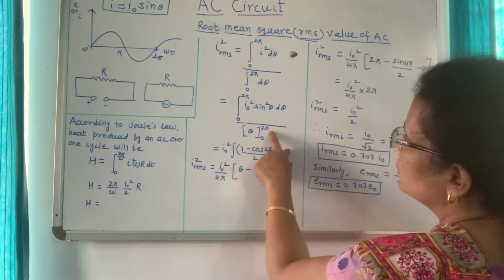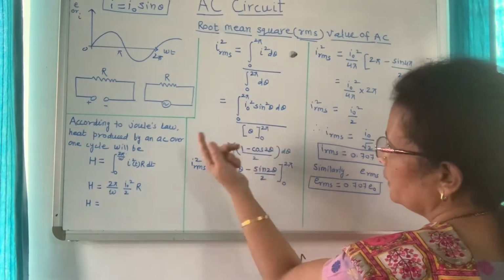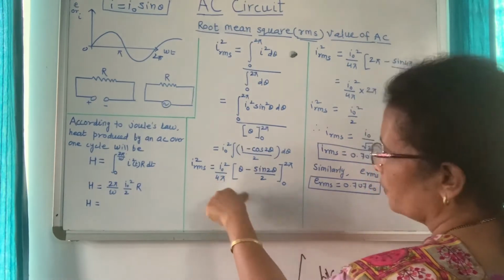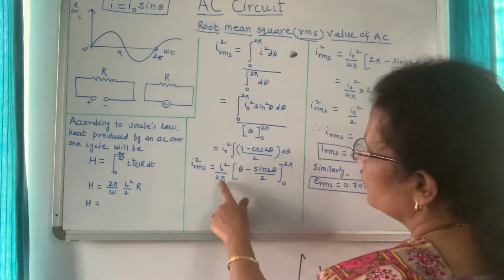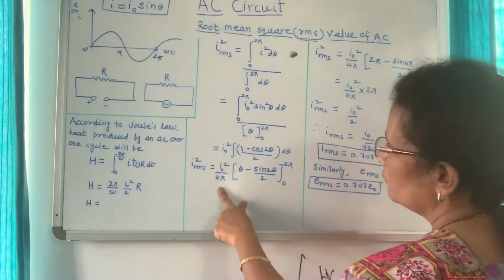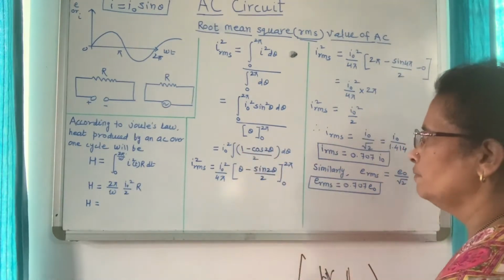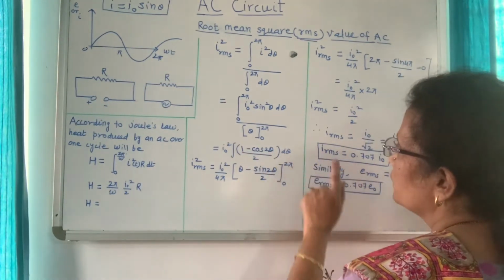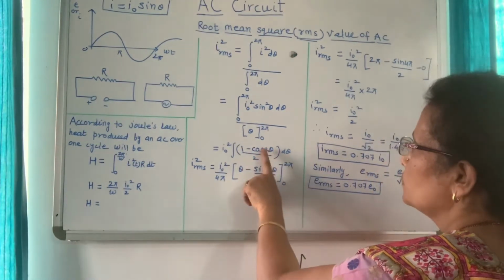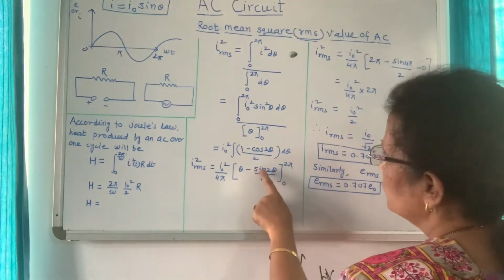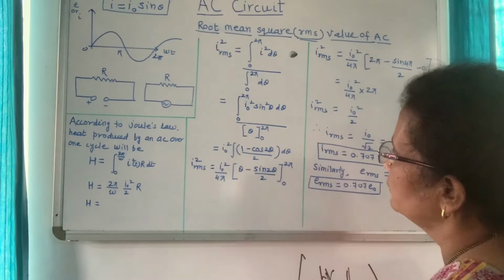This 2 pi, if we keep the limits over here, 2 pi minus 0, so 2 pi. When it comes outside, it will be 4 pi: this 2 and this 2 pi will become 4 pi. So I0 square upon 4 pi into theta, integration of 1 minus cos 2 theta we have to solve with respect to theta. So integration of 1 is theta minus integration of cos 2 theta with respect to theta, which is sin 2 theta upon 2. Limits are 0 to 2 pi.